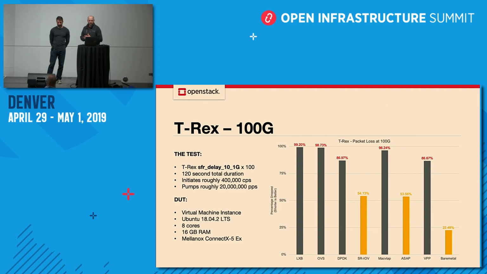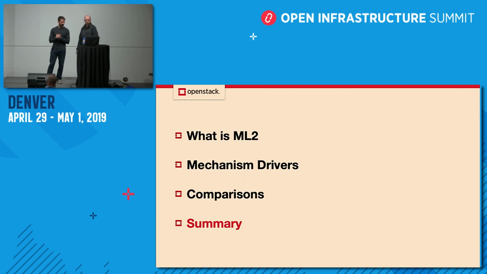And lastly, 100 gig. Everyone's in the yellow, some in the red. 20 million packets per second, 400,000 connections per second. What we were seeing here is T-Rex itself was starting to get some buffer full errors. We were monitoring CPU utilization on the device under test, and we weren't CPU bound. So was it VirtIO? Was it the vSwitch technology? We don't really know. Again, with more time, I think we would want to really dig down and figure out where we could optimize this stuff. And in our summary, we'll talk about some of that.